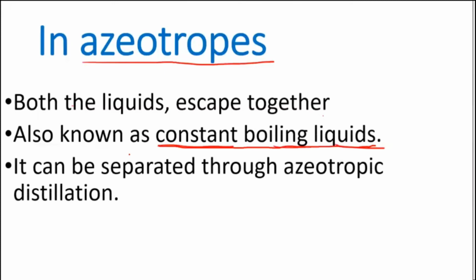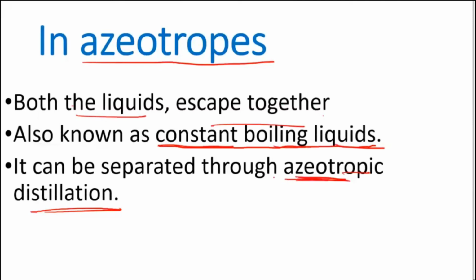You have to carry out azeotropic distillation. Azeotropic means at one constant composition, when they reach it, you have to suppress one liquid and then allow the other one to come out. So that is azeotropic distillation. In the azeotrope case, remember, at one specific composition, both liquids will escape together, and you cannot separate them by a normal fractional distillation.